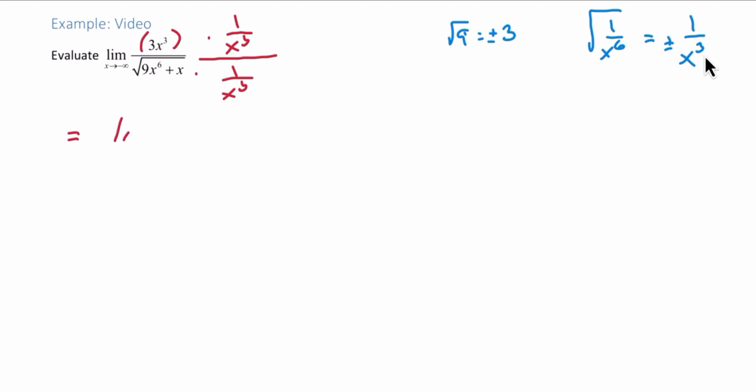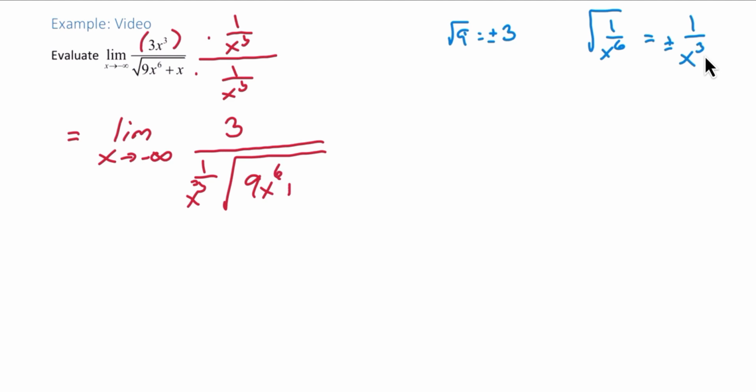And now we have the limit as x approaches negative infinity of 3 in the numerator, and in the denominator we have 1 over x cubed times the square root of 9x to the 6 plus x. At this point, we want to simplify the denominator a little bit. In order to do that, we need to rewrite 1 over x cubed as the square root of 1 over x to the 6th.